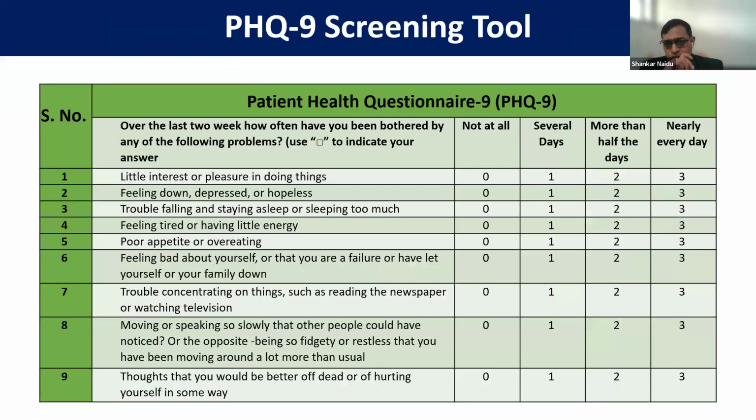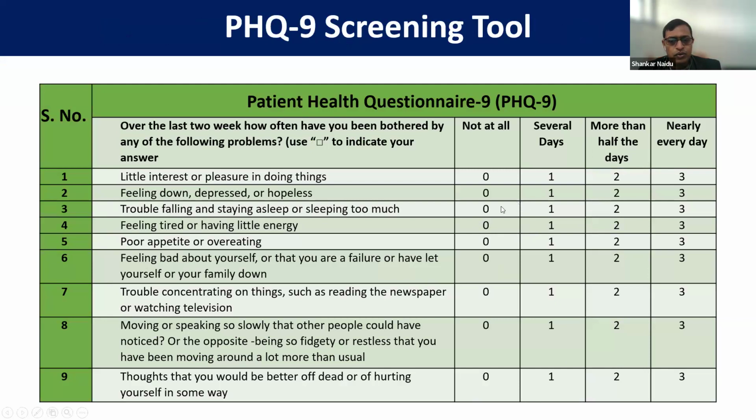So this is the PHQ screening tool for depression. As you can see, there are 9 different questions related to various day-to-day activities and how the patient perceives difficulty in doing these activities. And it is graded from 0 to 3 for each question separately.